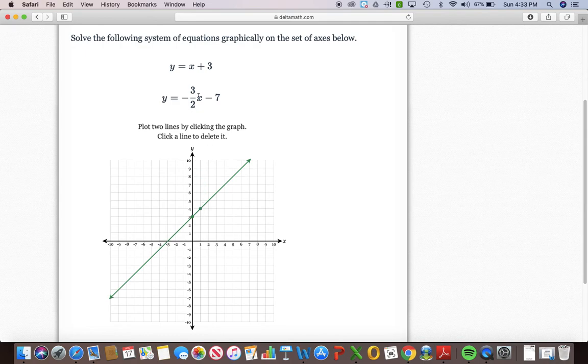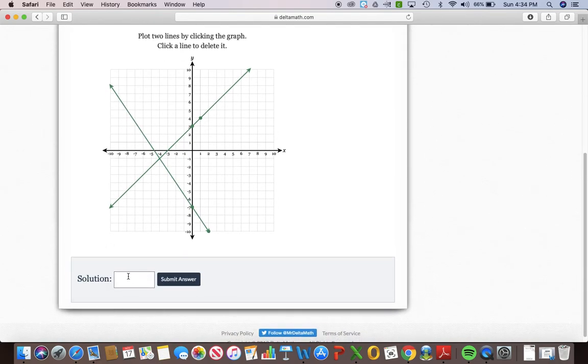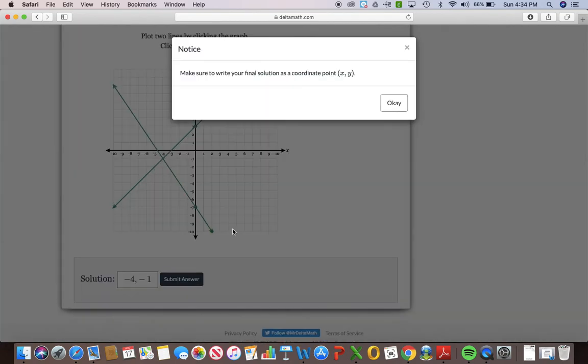My second equation has a y-intercept of -7 and it has a slope of -3/2. So I'm going to go down 3 over 2 to the right, put that in, and then I'm going to type in my solution. So the solution is this point, -4, -1. Now watch as I plug it in. -4, -1. I will click submit.